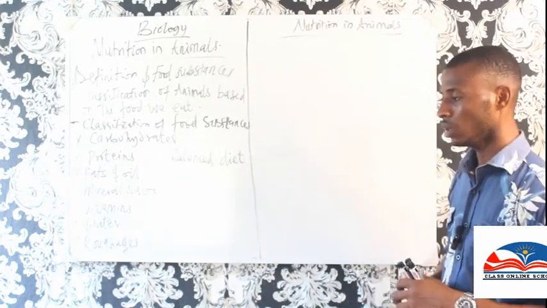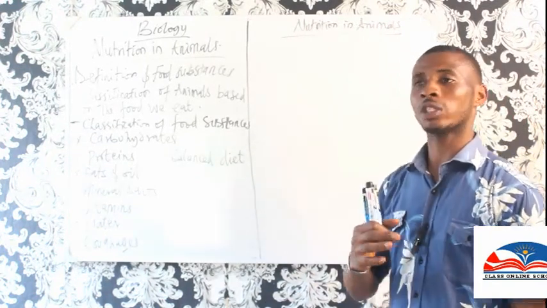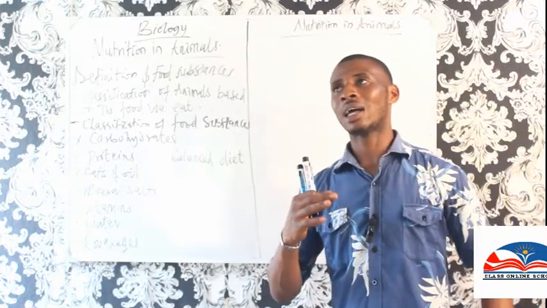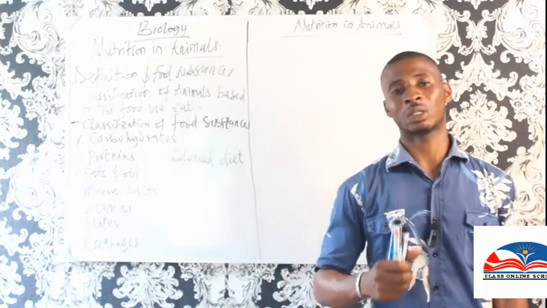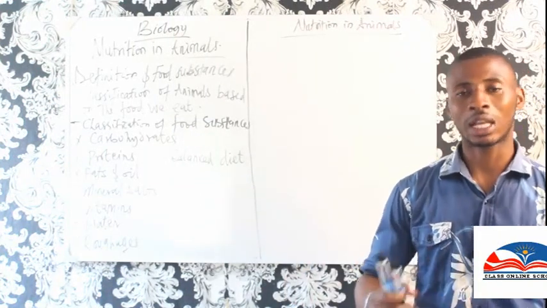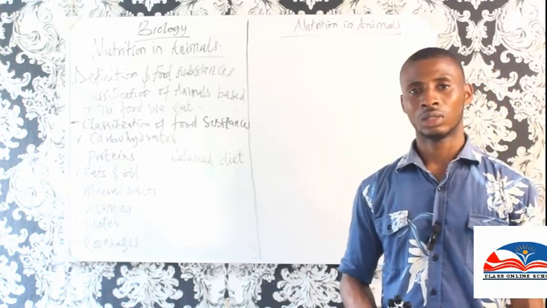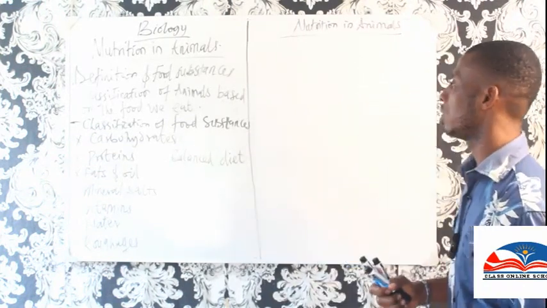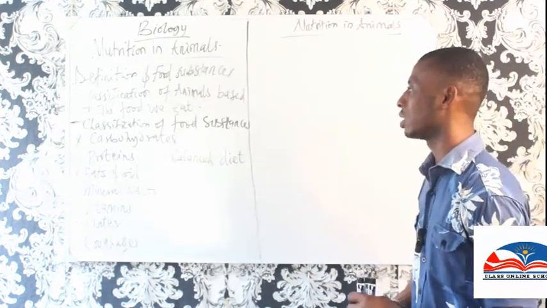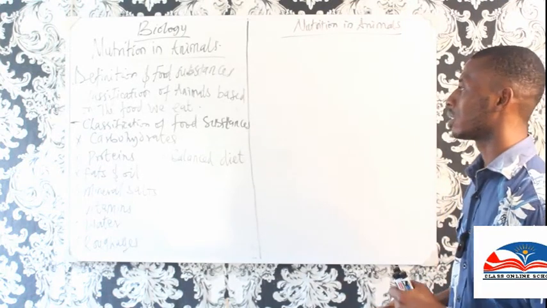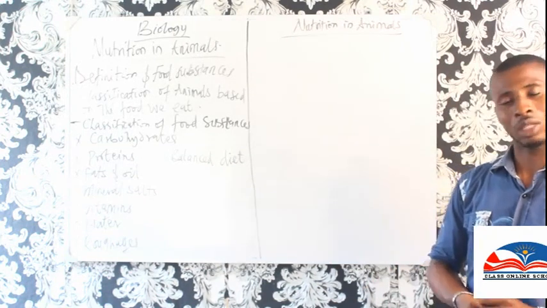Okay, these food substances boil down to the 7 classes of food that we have. In fact, every food substance is expected to have the 7 classes of food in it. In other words, this is known as the balanced diet. Let us look at the classification of animals based on the food that we eat.